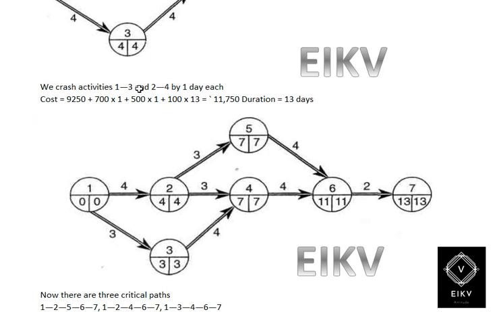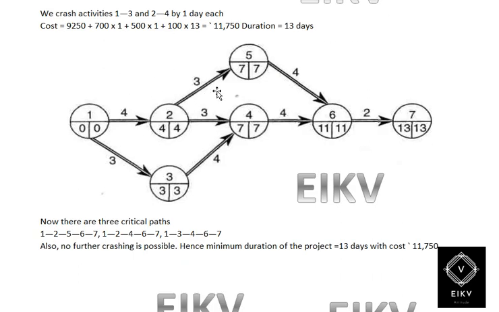Then we are crashing activities 1 to 3 and 2 to 4 by 1 day each. The cost will be 9,250 plus 700 into 1 plus 500 into 1 plus 100 into 13. That is 11,750. Duration is 13 days. And the respective network analysis will be like this.